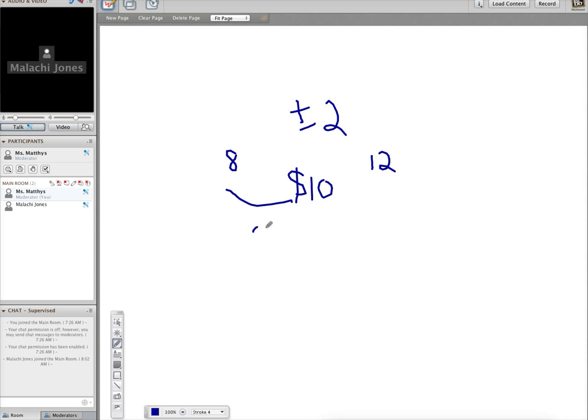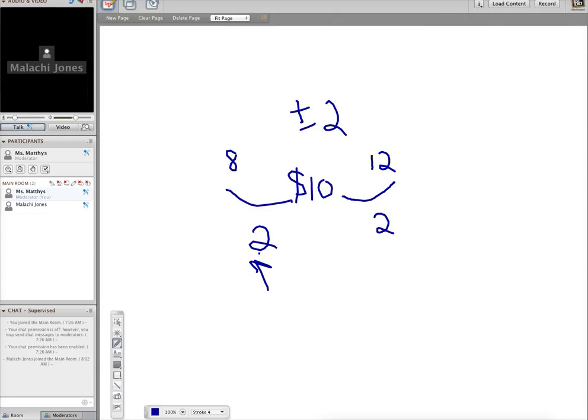And how many dollars difference is it here? 2. So no matter what, if it's less than the 10 or greater than the 10, it's still $2 away from 10. And that's what absolute value means. It could be less than $10, it could be greater than $10, but it's still just $2 away. That's why the absolute value is positive. Even though 8 is less than 10, it's still $2 away. So that's what absolute value is.